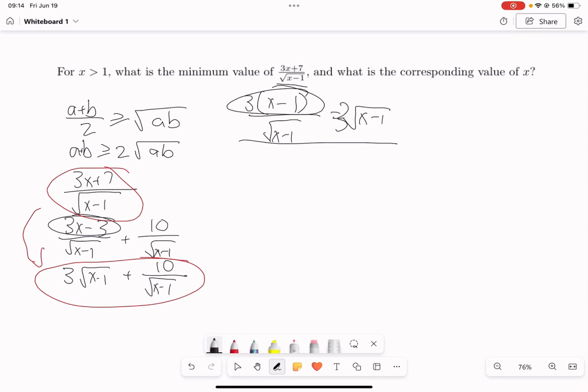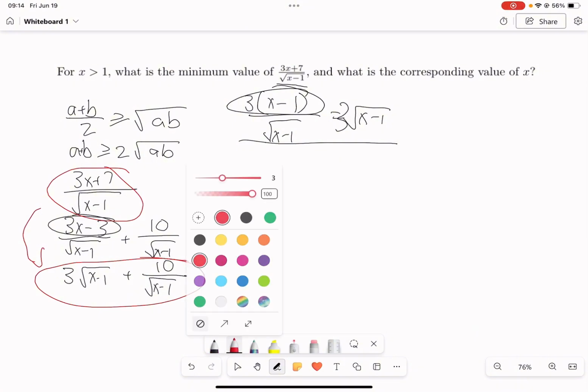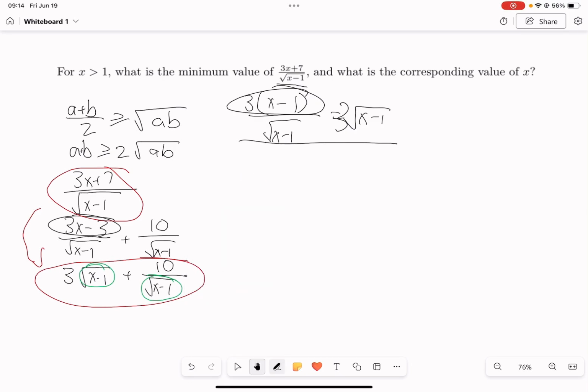This form will help us to put it into AM-GM, because if you multiply these two terms, then the square root parts cancel. These will cancel if you multiply them. So now, let's apply this to AM-GM. So 3 root x minus 1 plus 10 over the square root of x minus 1 is greater than or equal to 2 times the square root of their product, which is 30.